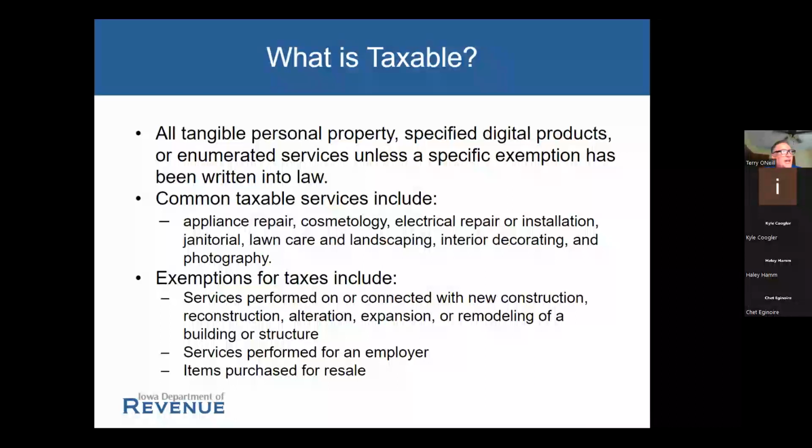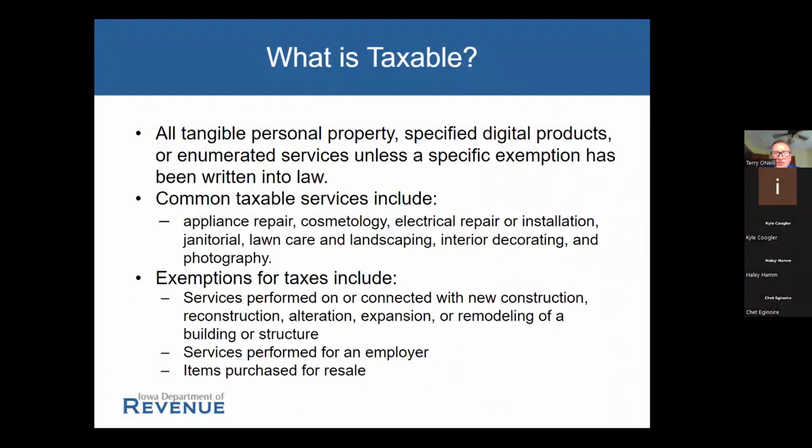What is taxable in Iowa when it comes to sales and use taxes? Well, taxable is all tangible personal property. Again, I was waving my pen around at you before. This is an example of tangible personal property. This is going to be something that's taxable. Specified digital products. What's an example of that? Well, potentially if you purchase some music online and you download that, or maybe you purchase an ebook online, you download that. That's an example of potentially a specified digital product.